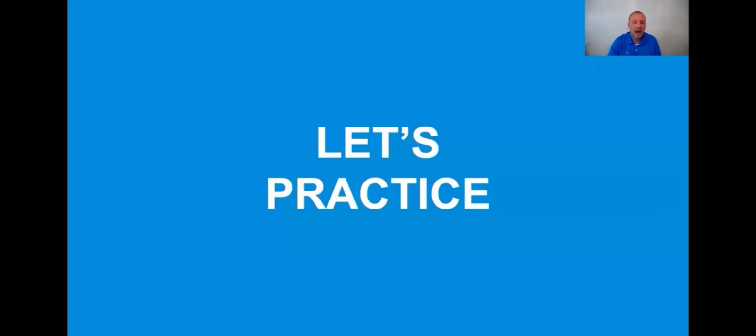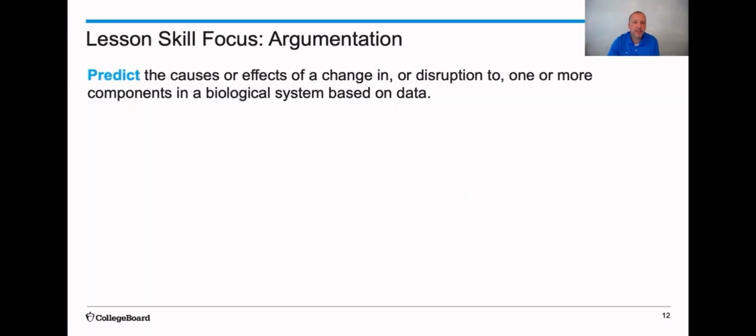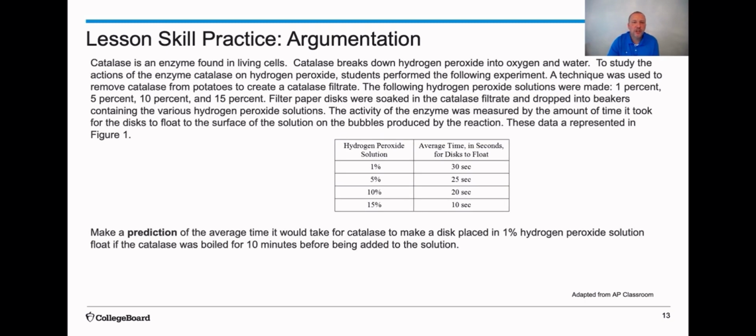So now it's time to practice. The skill focus today is argumentation. We're going to predict the cause or effect of a change in or disruption to one or more components in a biological system based on data. So let's take a look at the question. For this question, I would like you to push pause and first look at the data table and ask yourself, what is it telling you? Next, read the prompt and look for the bold-faced words, which are your task words. Then ask yourself, what is the question asking you to do? Finally, reread the prompt and then answer the question. When you have your question answered, push play again.